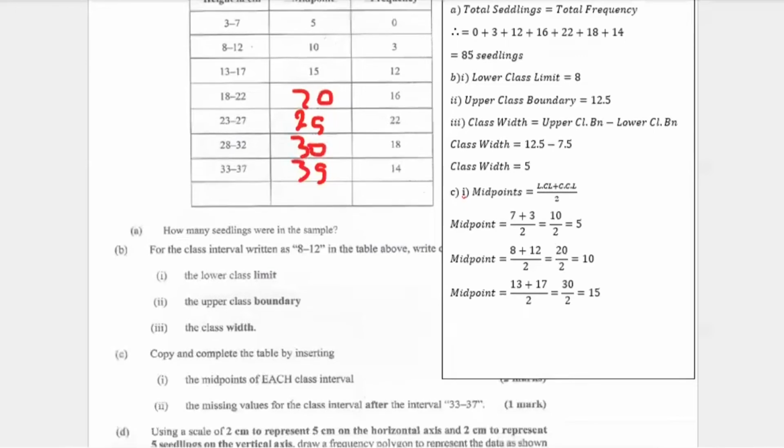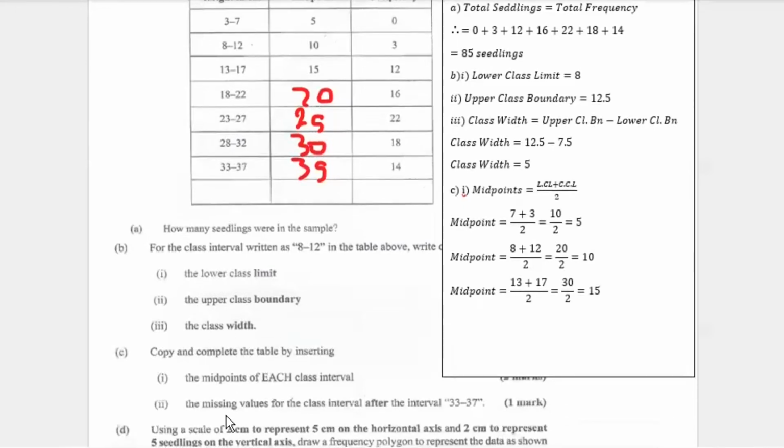Part 2 now of C, it says write the missing values for the class interval after the interval 33 to 37. So that would have been, following the trend, 38 to 42.